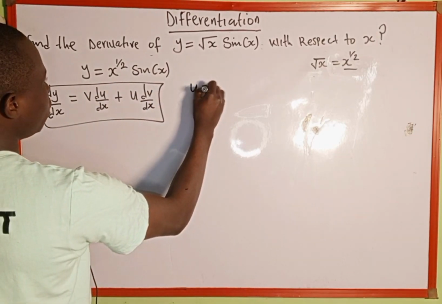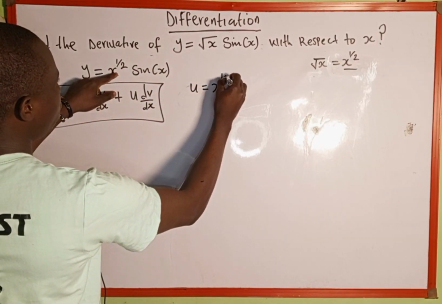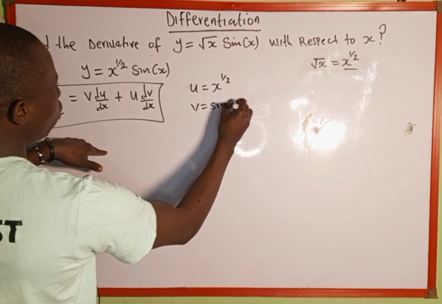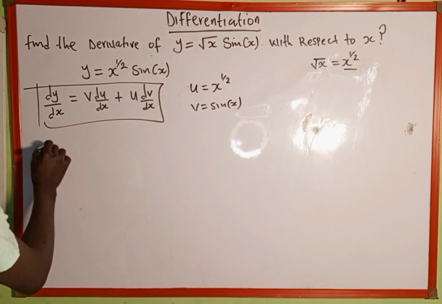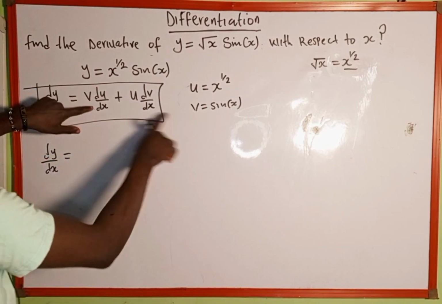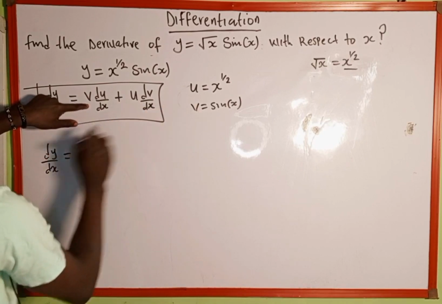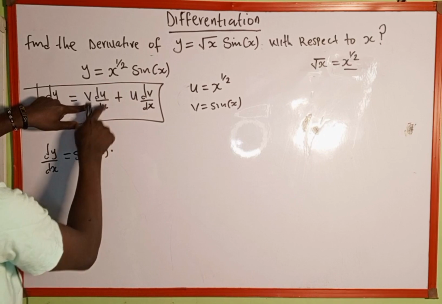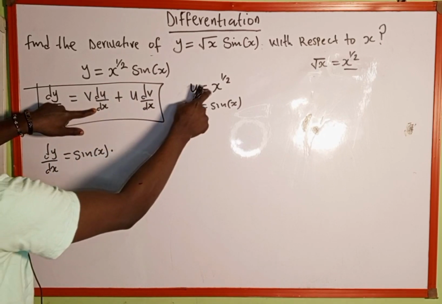We let u be equal to what? x raised to the power of 1 over 2. Then we let v be equal to sine of x. So using the formula, the derivative of y with respect to x is going to be equal to what? v du, and v is what? Sine of x, then multiply by what? du over dx, the derivative of u with respect to x.